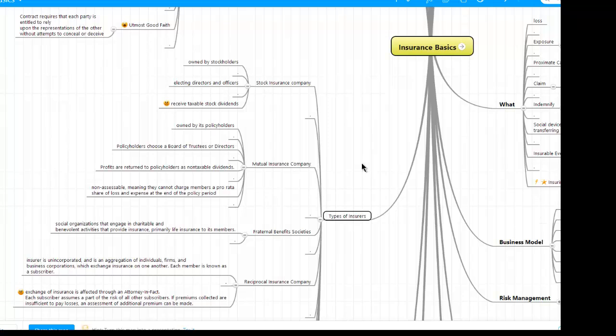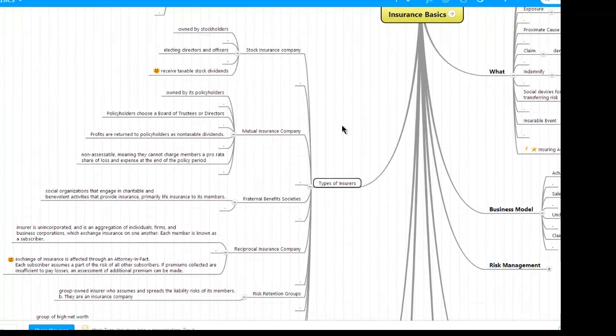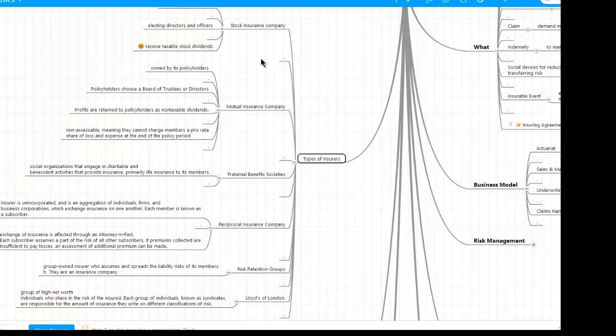So the one that we call is a stock insurance company, where the stock owners own this insurance company, and they elect a board of directors and officers to run it. And they get dividends, and they're taxable. It's probably like just buying stock. You buy stock in a company, and you're a part owner, and you receive dividends, and if you make money on the dividends, you pay tax.